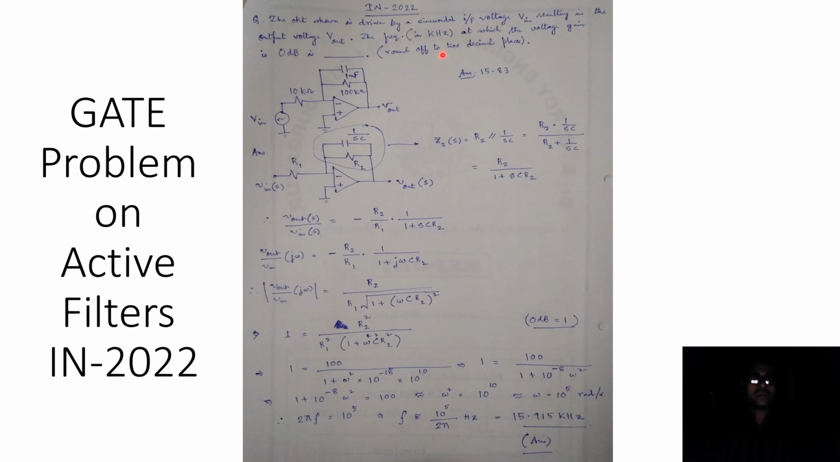Now note that the question requires the answer to be stated in kilohertz. The frequency should be mentioned in kilohertz unit. But what we have found over here is in radians per second. So the relation between omega and hertz is given by omega is equal to 2 pi f, where f is the frequency in hertz. And therefore 2 pi f equals 10 to the power 5, from where the value of f is obtained as 15.91 kilohertz.